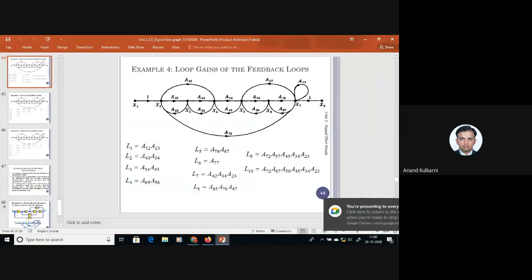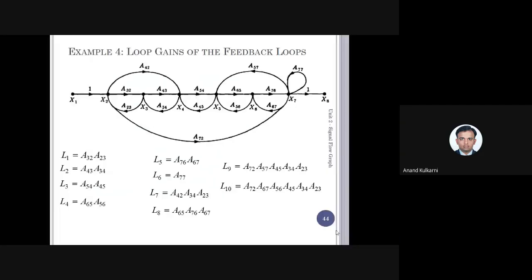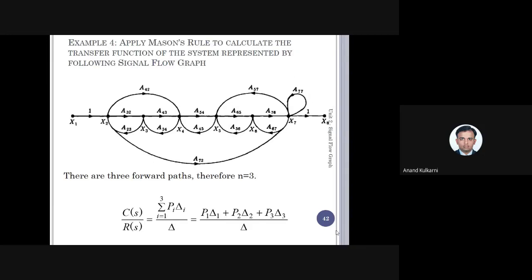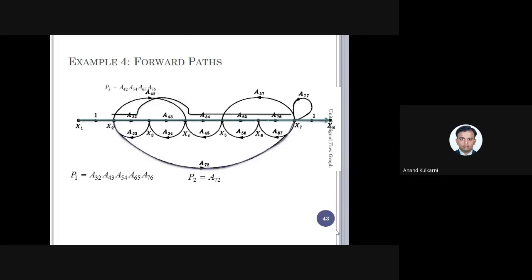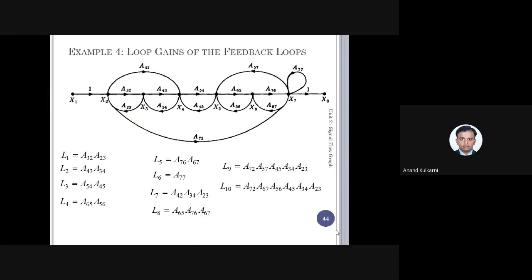Now, the first part of the problem was to find the number of forward paths, and we have done that. There are 3 forward paths: P1, P2, P3. And similarly, there are around 10 loops. So these are the 3 forward paths, and there are 10 single loops.